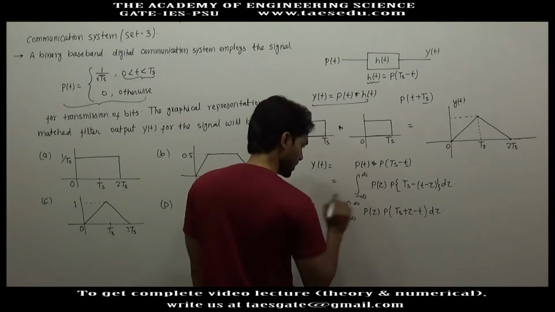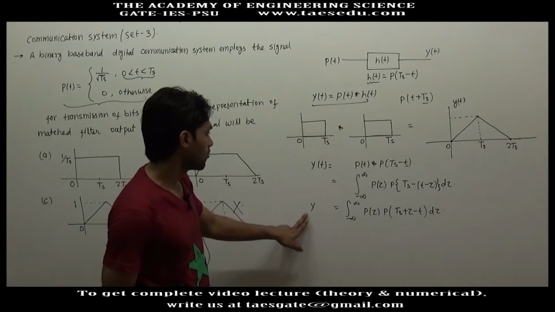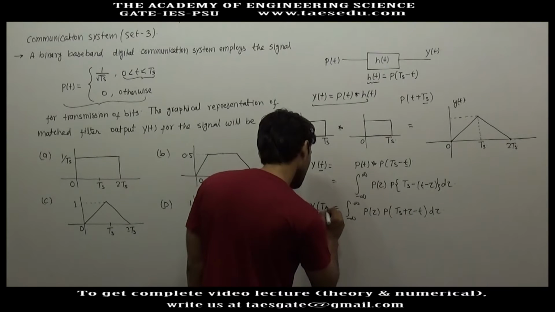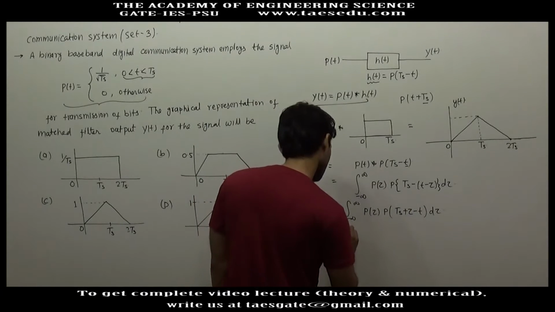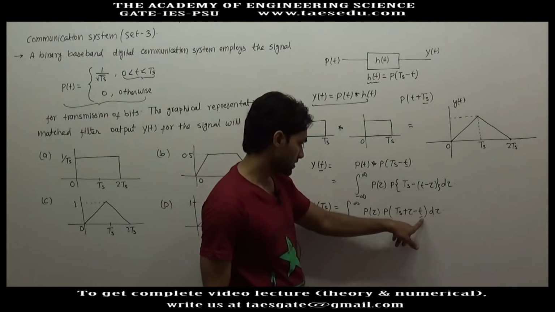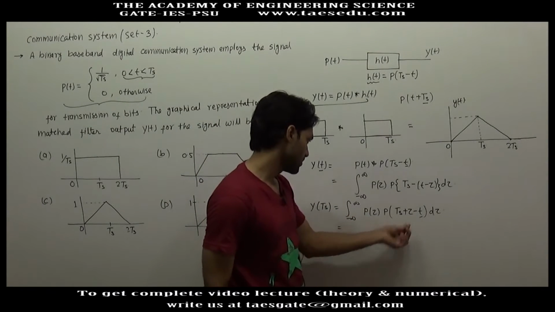Now if you are interested to find out the value of y at t equal to Ts, in place of t we will put Ts. Here also in place of t we will put Ts. So Ts and Ts will be cancelled, p(tau) and p(tau).